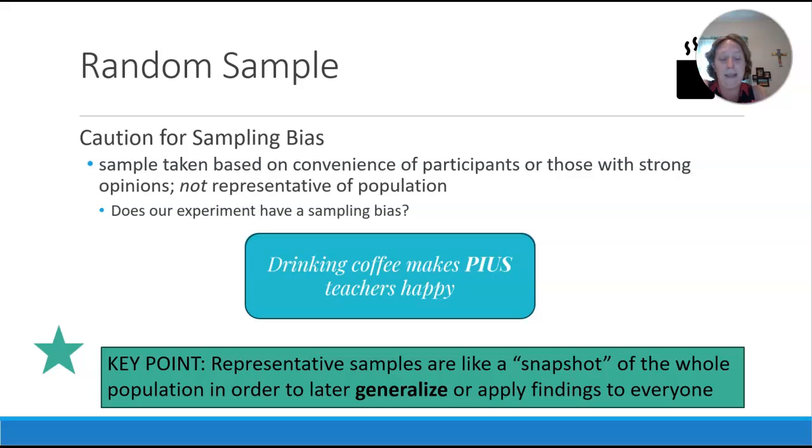So I'm testing 10 Pius teachers, so maybe caffeine does make them happy. Then I can say Pius teachers are made happy from drinking coffee. But I might not be able to say all teachers are made happy by drinking coffee if I've only tested my sample from this small population instead of from a whole bunch of teachers across the wider population that I'm interested in, which is probably all teachers. Okay. This is one of those points that we will go over multiple times because it is tricky.